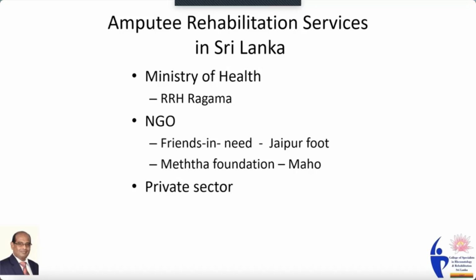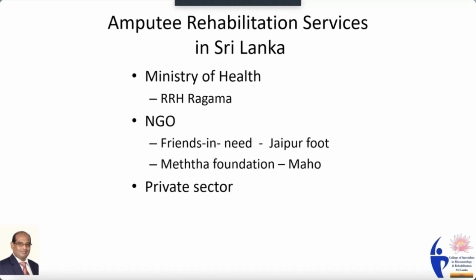There are a few non-governmental organizations still giving free prosthesis. There's Friends in Need giving Jaipur Foot, and there's Metta Foundation, a UK-based foundation which gives free prosthesis. There are a few private sector places also, costing from maybe 2 lakhs to 4 lakhs for a prosthesis, depending on the type.